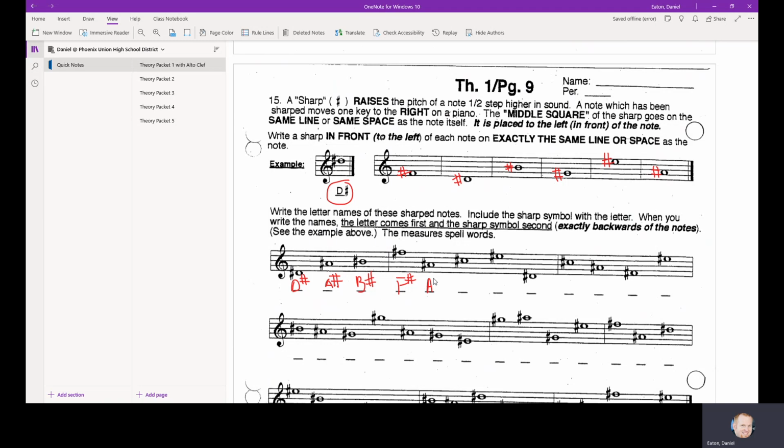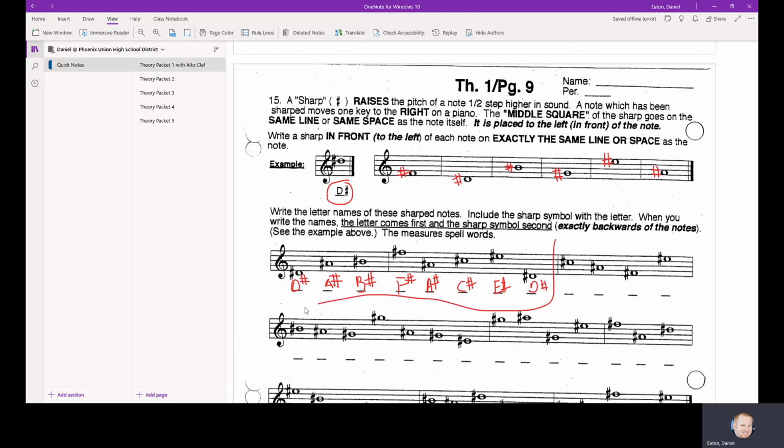FA for face. FAC for C sharp. FACE for E sharp. One more. This is below the bottom line. The bottom line's an E. What comes before E in the alphabet? D sharp. Spells the word faced.